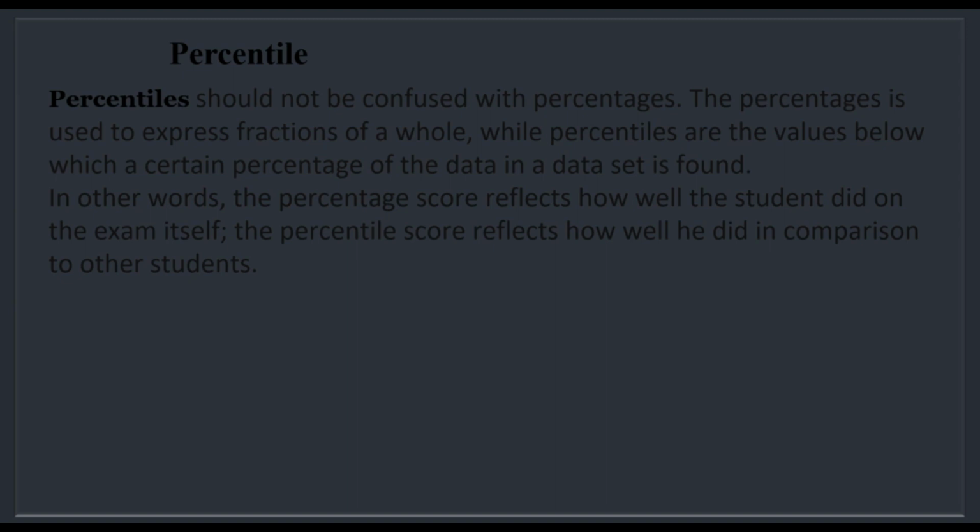Percentile should not be confused with percentage. Percentage is used to express a fraction of a whole, but percentiles are the values below which a certain percentage of data in a data set is found. So we can easily say that the percentage score reflects how well the student did on the exam, but the percentile score reflects how well he did in comparison to other students. So the percentile is for comparing with the other values in that particular data set. Otherwise, the percentage is only concentrating on how that student performed in that class test or examination.